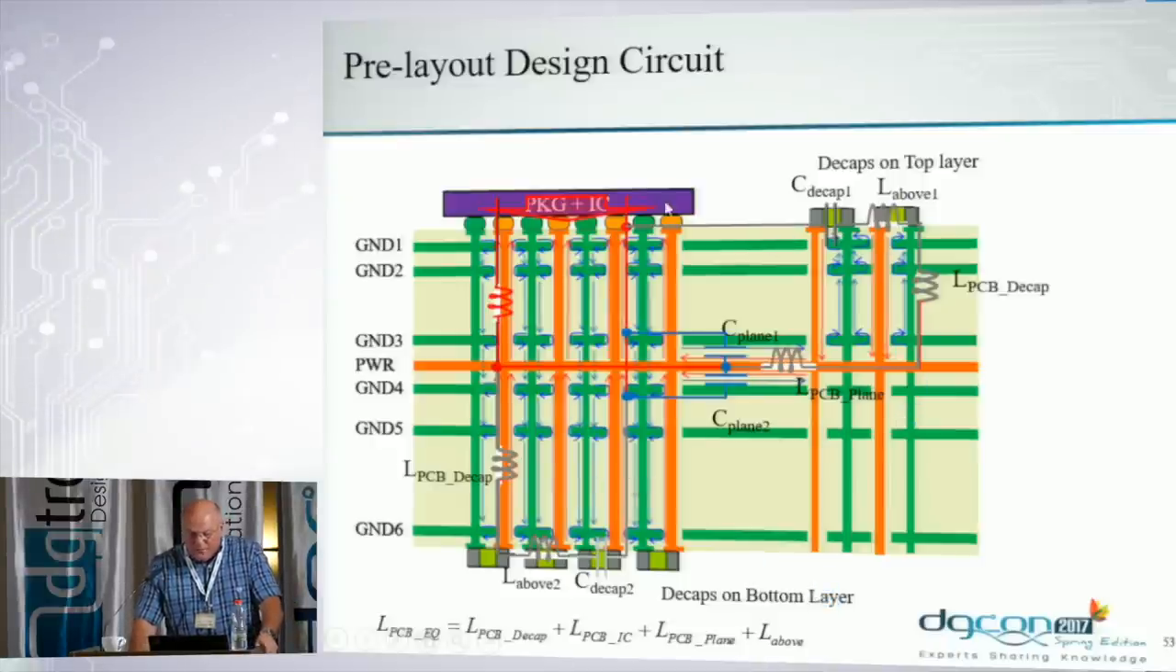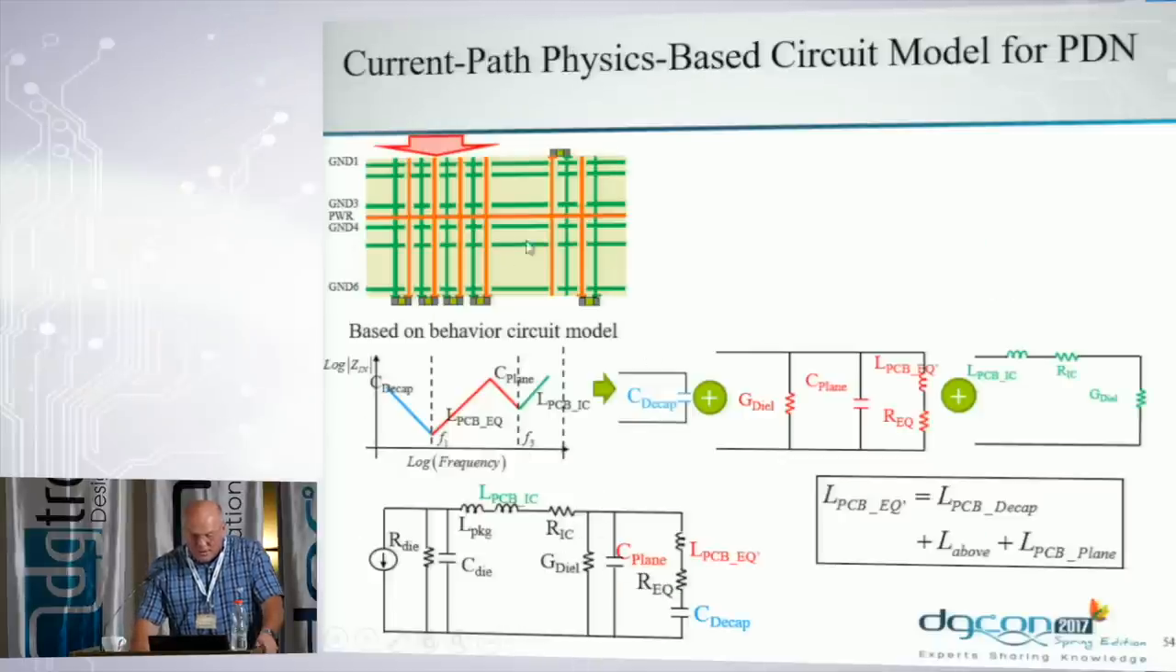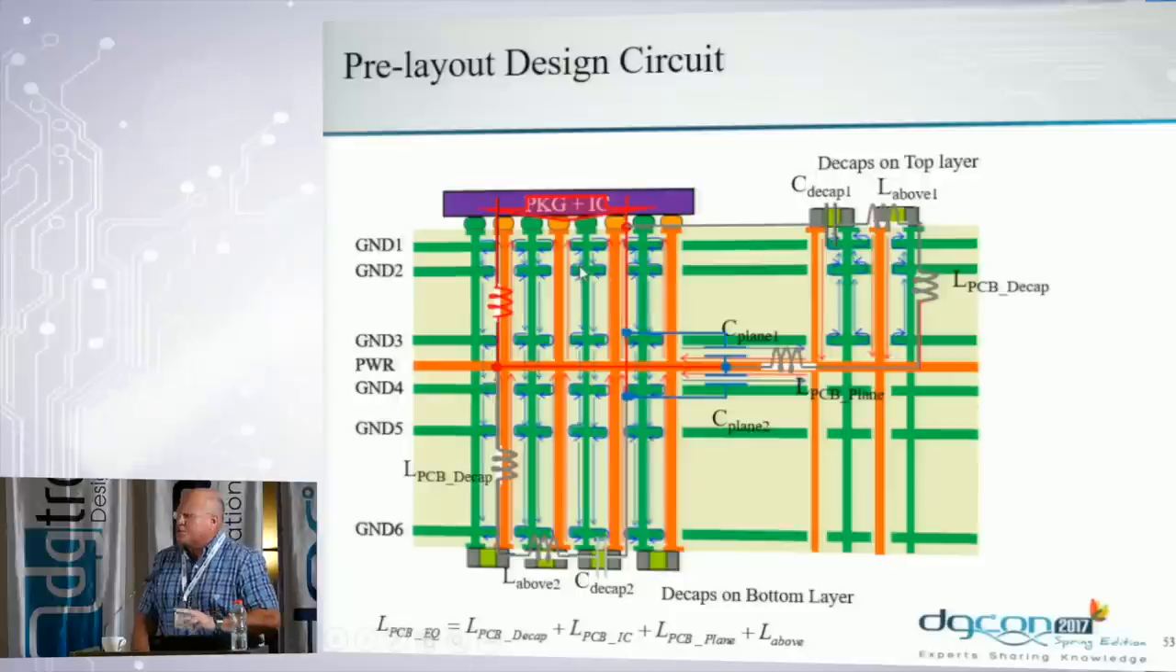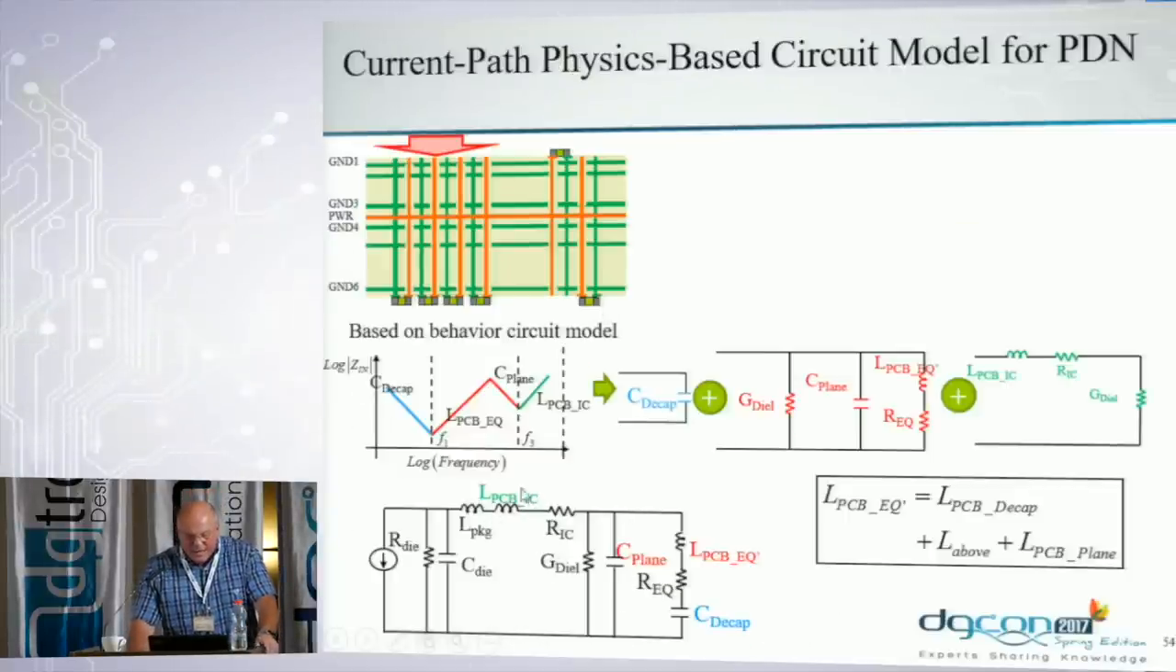But so here we have our circuit model, okay? I take this circuit model, because it's not easy to see in this geometry, and I redraw it. I add in the package inductance and the die capacitance, okay? And what I come up with here is this LPCB EQ, which is essentially the PCB decap, all the decoupling capacitors. It's the piece above, all of those pieces above, and then the piece across the plane. This C plane is just the capacitance of the power net area fill. That's a parallel plate formula, right? Okay, and that parallel plate formula works out just fine.